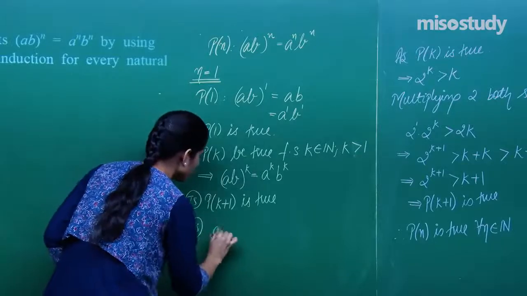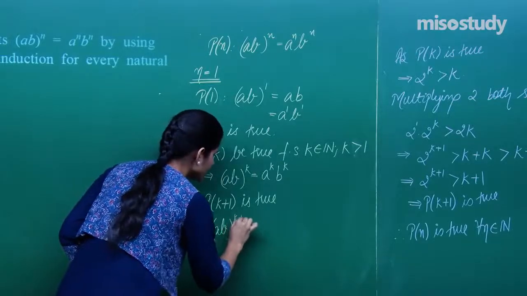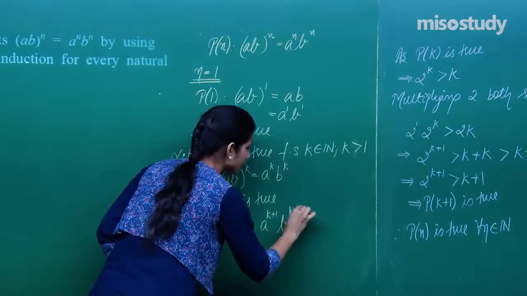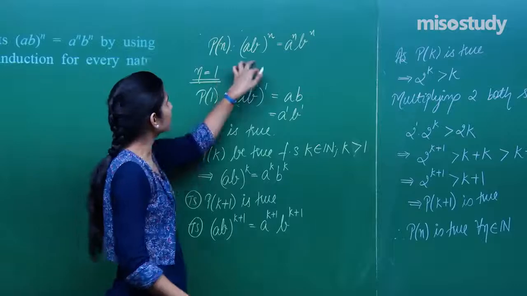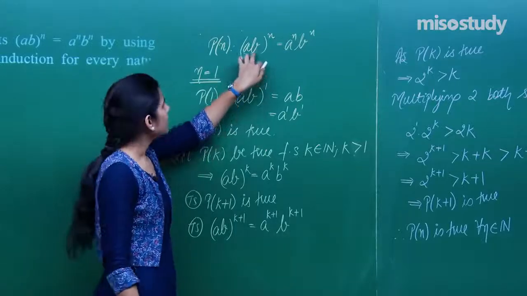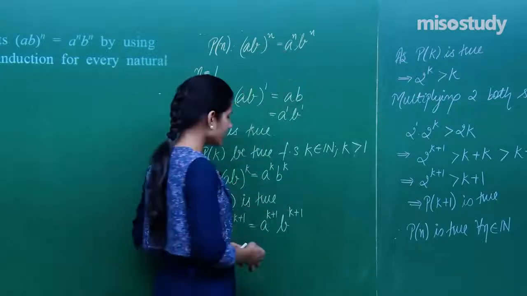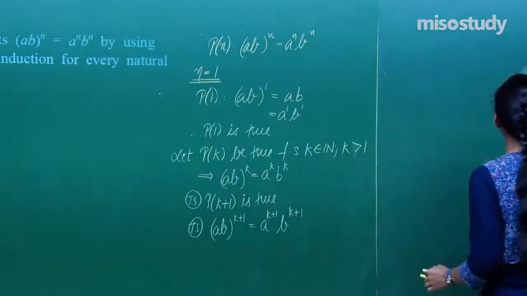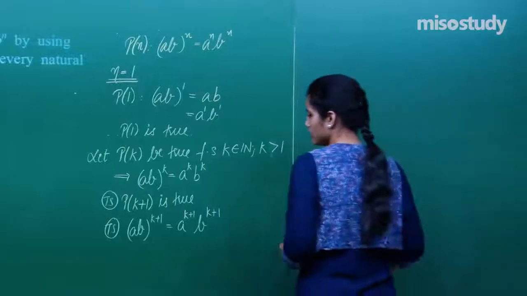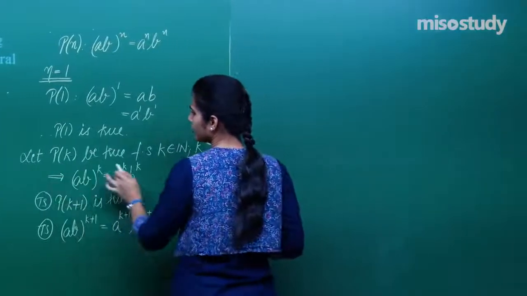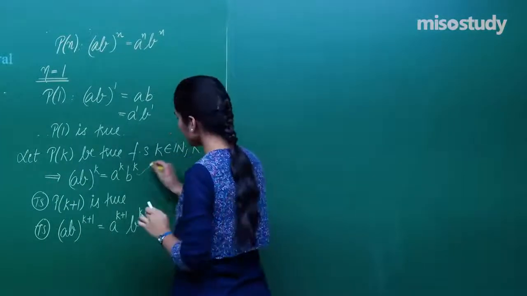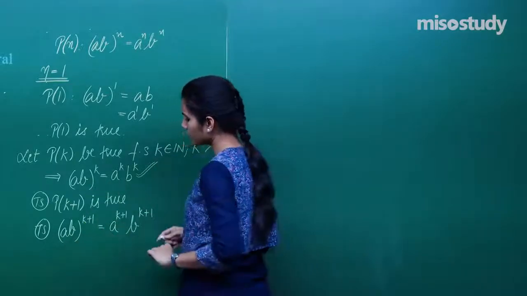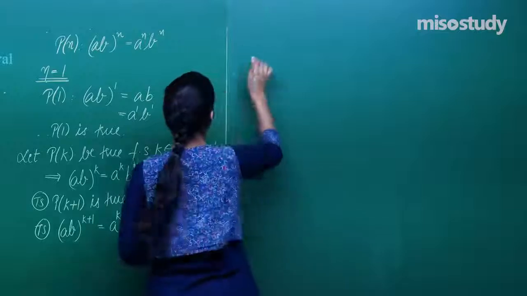With this assumption holding, I need to show Pk plus 1 is true. That means I have to show (ab) to the power k plus 1 is equal to a to the power k plus 1 into b to the power k plus 1. That is the meaning of Pk plus 1 being true. I have to show this when I am already given the previous step. For the same k, I have to prove (ab) to the power k plus 1 is a to the power k plus 1, b to the power k plus 1.